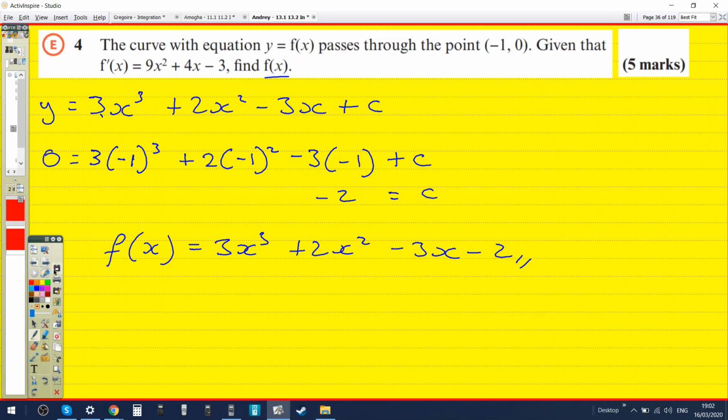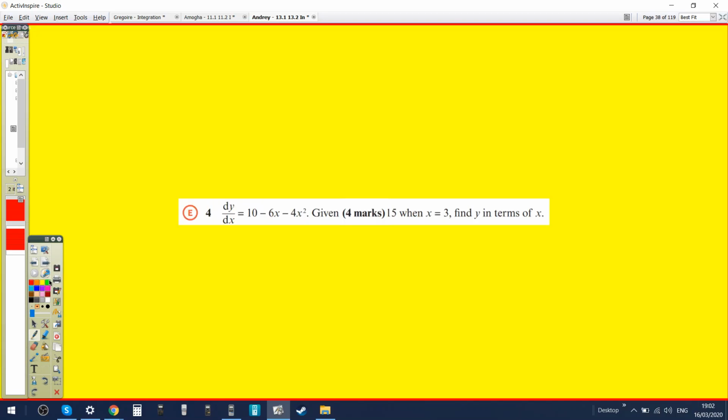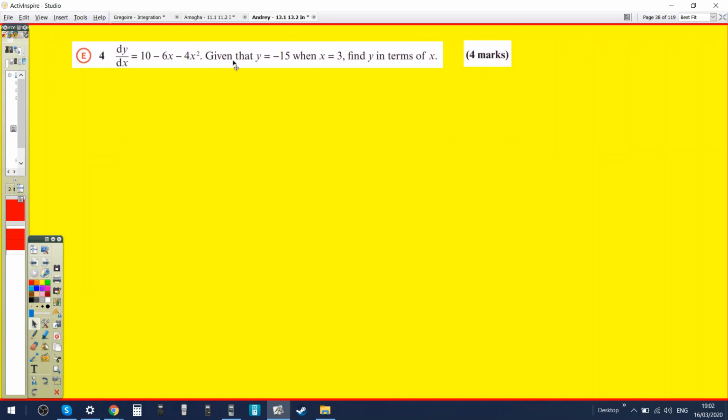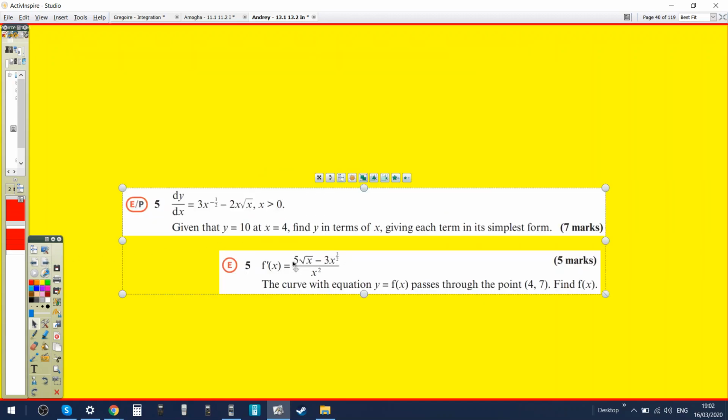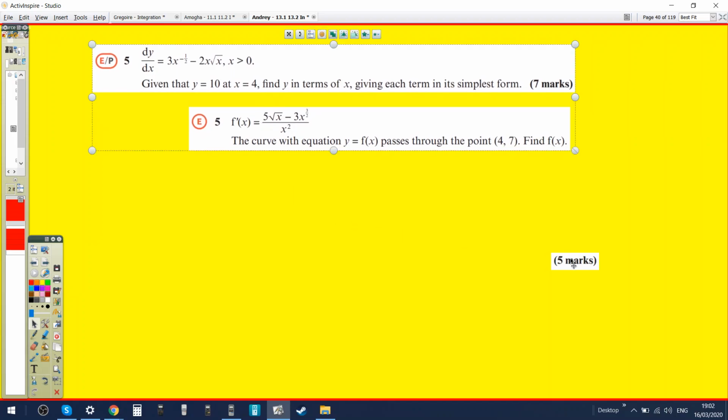Any questions there? No. Oh, 5 marker. Good, good, good. I just want to see. It's a bit weird. Oh, that's fine. Let's just try the second one. See how we do with that.